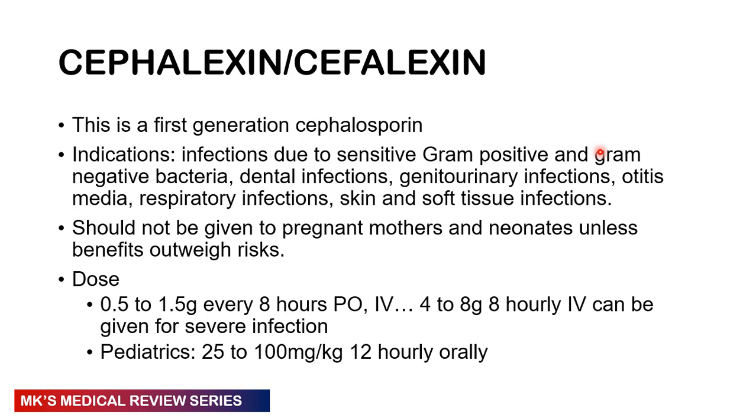Now, how are you going to dose this drug? It can be given as IV, and it also can be given orally. There is an oral suspension that can be given actually in pediatrics. So orally, you can give 0.5 to 1.5 grams every 8 hours, so that's 3 times a day. Or you can give the same dosage IV. You can increase it to 4 to 8 grams 8 hourly, that's 3 times a day IV for the severe infections. In pediatrics, 25 to about 100 milligrams per kg, you give it twice a day orally.